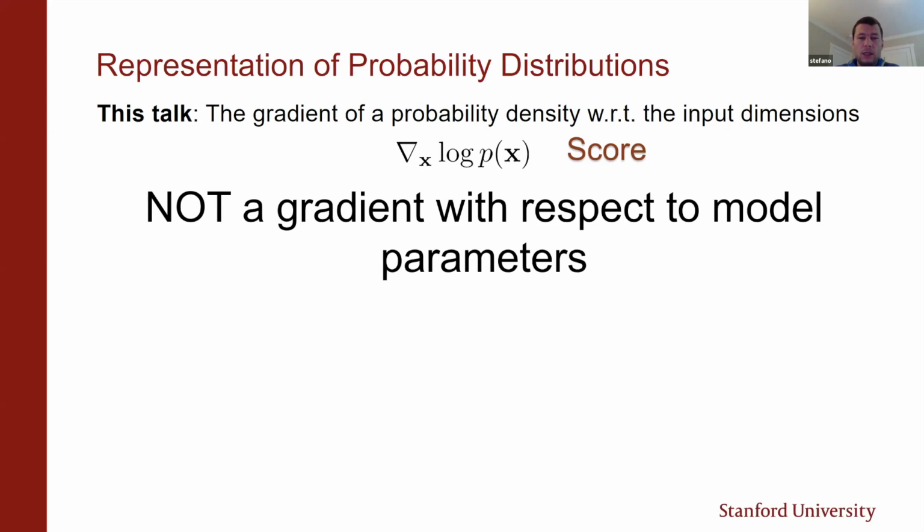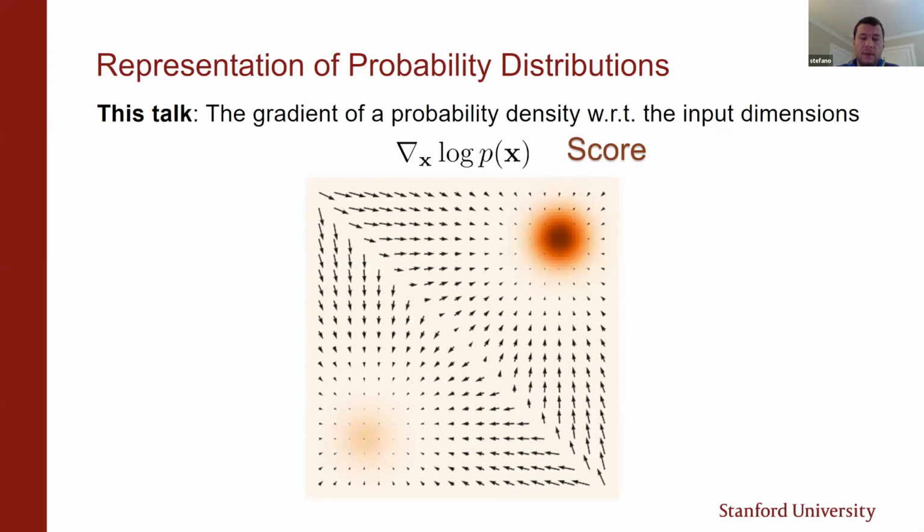So just to get some intuition about what this object looks like, we can think about a simple two-dimensional case. In this talk, I'm always going to consider continuous random variables, so probability density functions. Let's say that we have a very simple density P of X, which is just a mixture of two Gaussians in the top right and bottom left corner. What is the score? Well, the score is a vector field of gradients. At any point X, we can look at the gradient of log P of X. That's basically just a vector that will tell us in which direction we should move if we want to increase the likelihood as much as possible. So it will look like this vector field that is pointing towards the two modes of the underlying distribution, right?